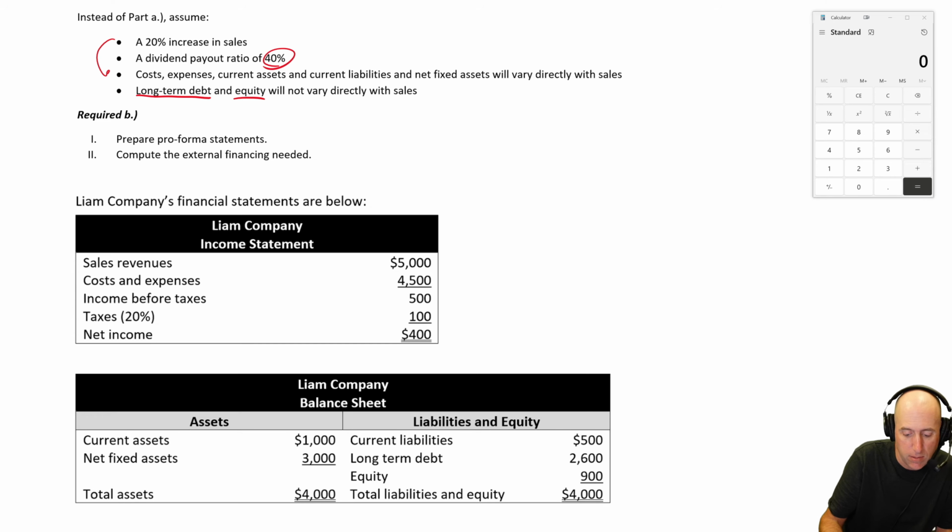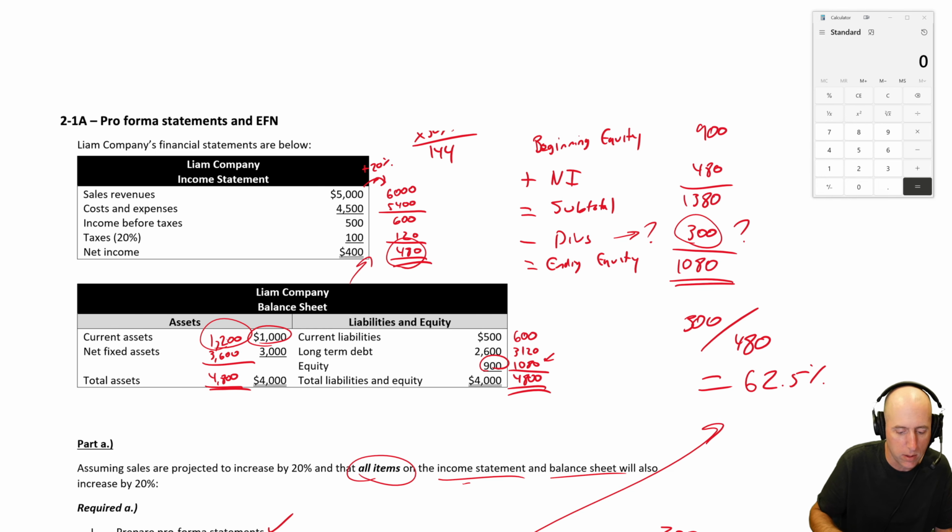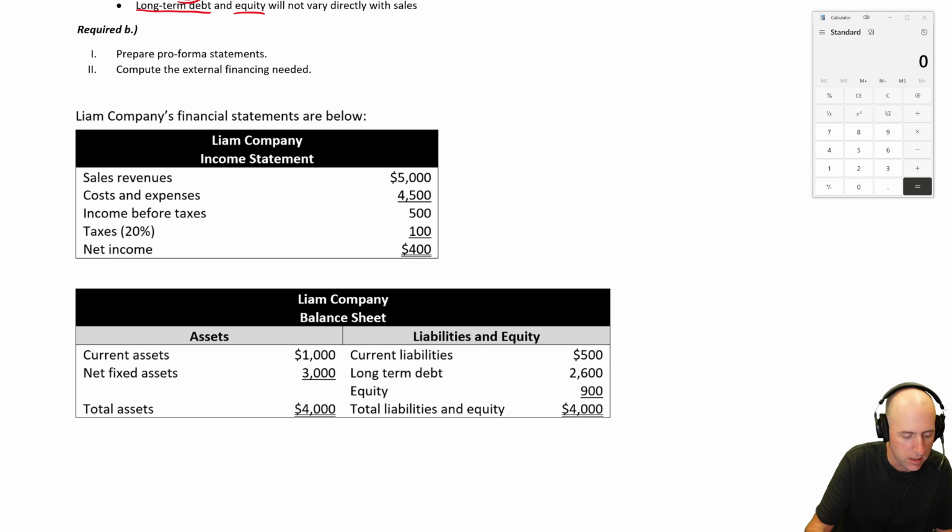So we'll start with the income statement, and the income statement is identical because sales, costs, and expenses, that's all that's on an income statement, all go up by 20%, exactly as they did in the previous version. So we're going to prepare the same income statement. Sales up by 20% gives us 6,000. 4,500 times 1.2, 5,400. 500 times 1.2 is 600, and the math works going down. 100 times 1.2 is 120, and 480 is our number here, 480.